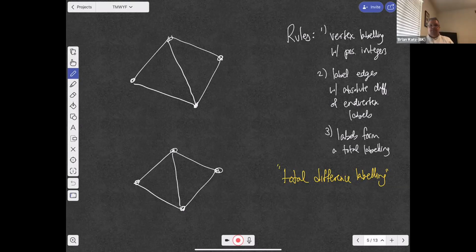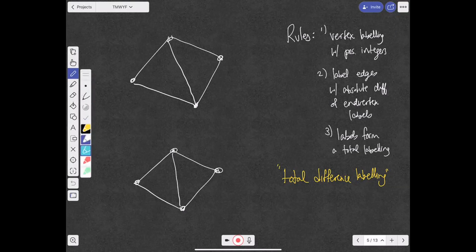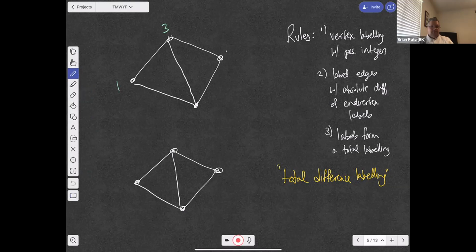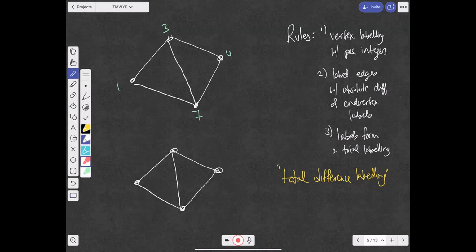All right, so let's take a look at this graph G, and let's do an example here. So we're labeling the vertices with positive integers. Let's just take a stab at this: 1, 3, 4, and 7. And if I pick those properly, this should work here. So now we're going to subtract: 2, 1, 3, 6, and 4. And now we should check that these green numbers and these red numbers combined form a total labeling of this thing.